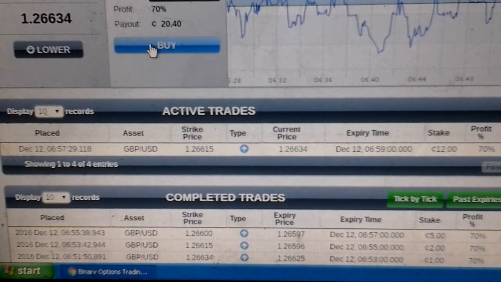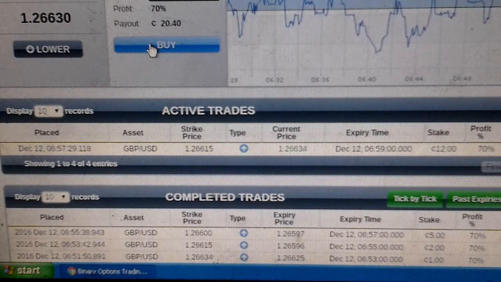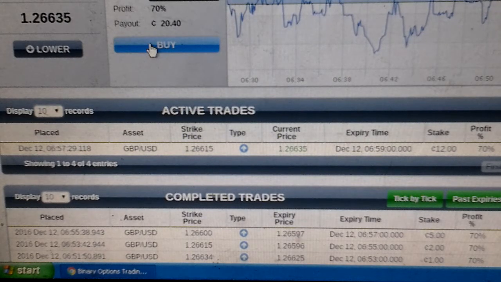We entered the trade, and right now we seem to be winning, but there's over a minute left on this trade, so anything can happen. So it is kind of edge of your seat right now.